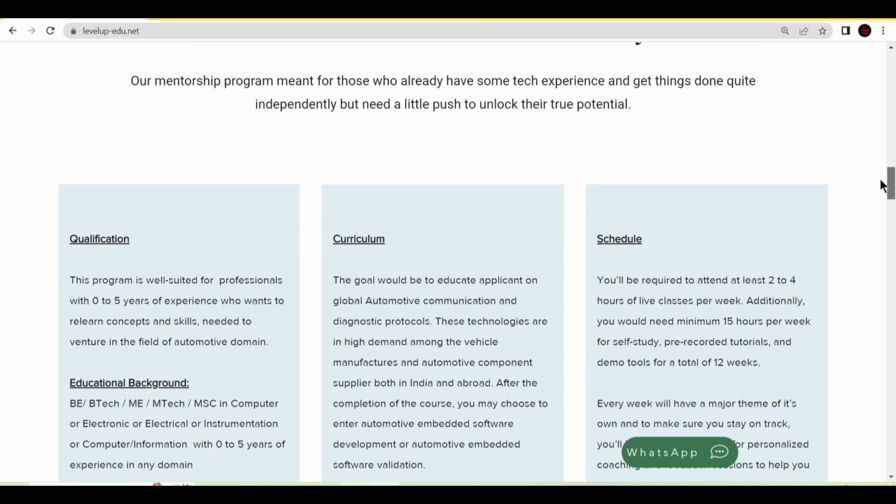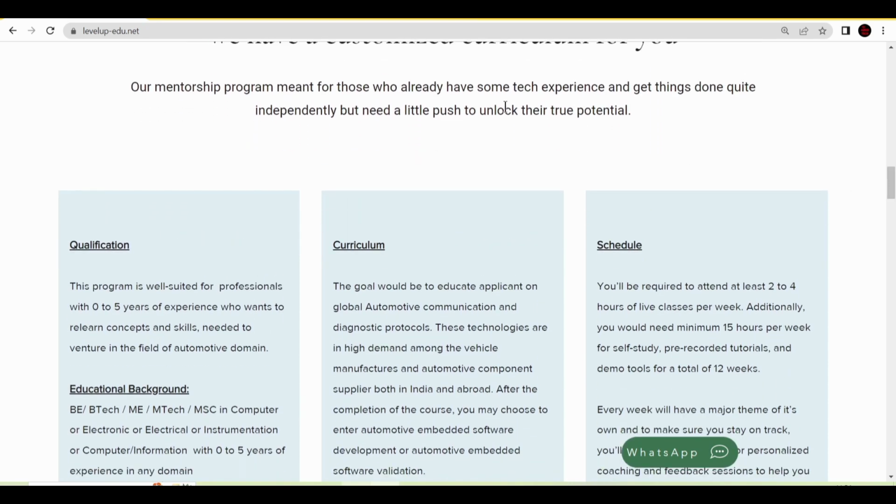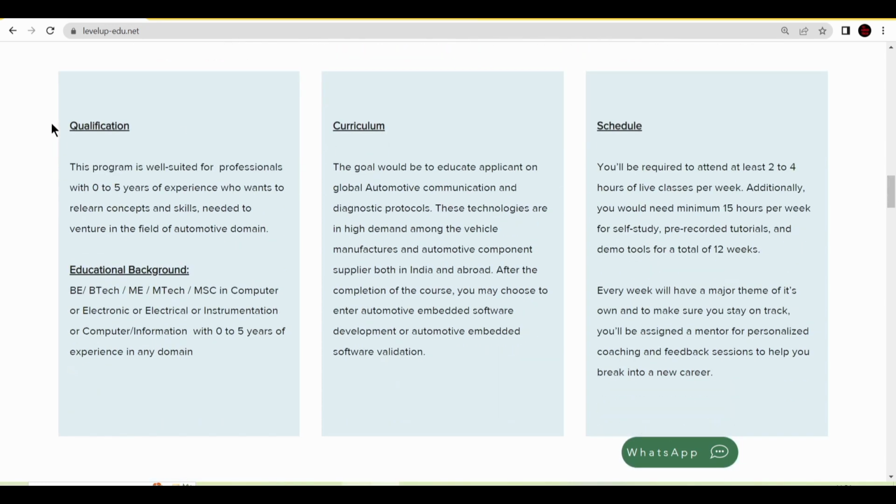So here you can see that the mentorship program is meant for those who already have some tech experience and get things done quite independently, but need a little push to unlock their true potential. Here again you will find the qualification requirement, the curriculum, and the schedule.